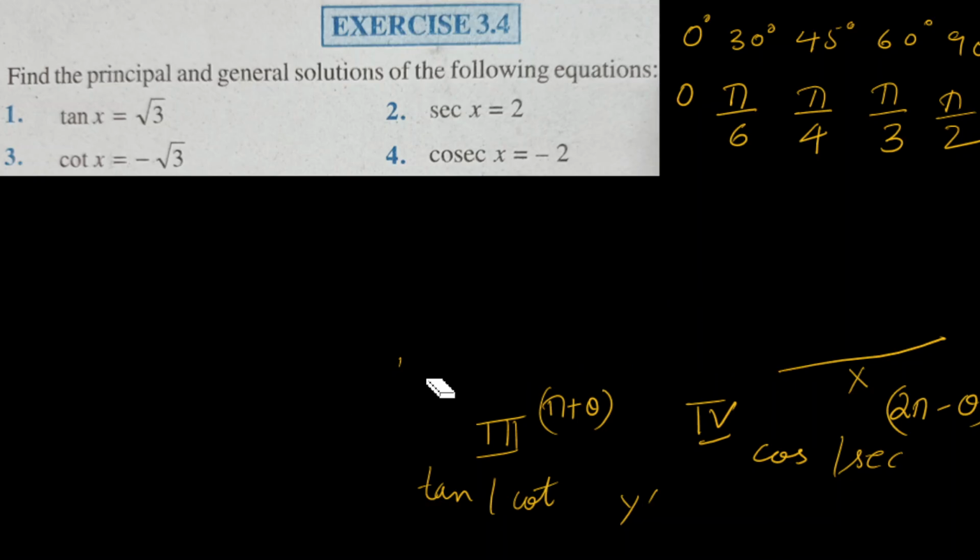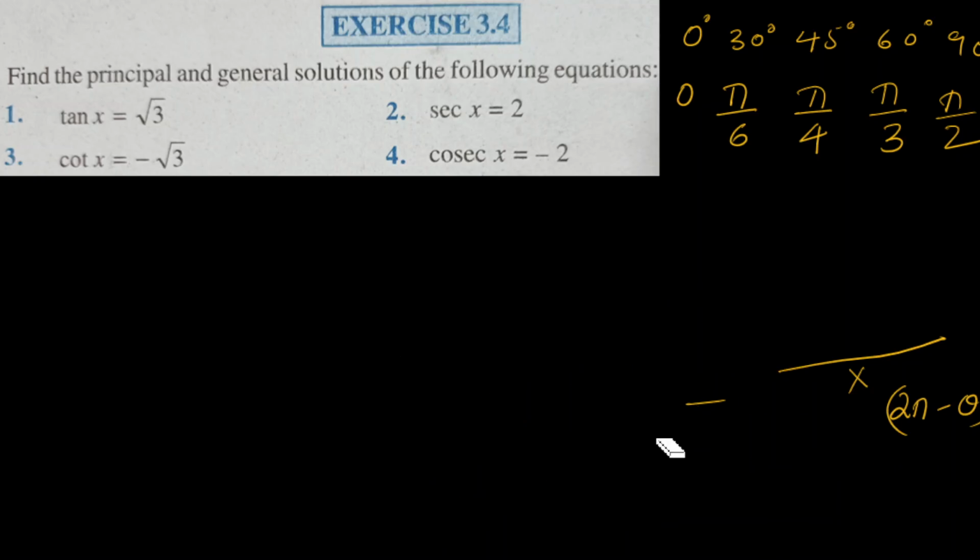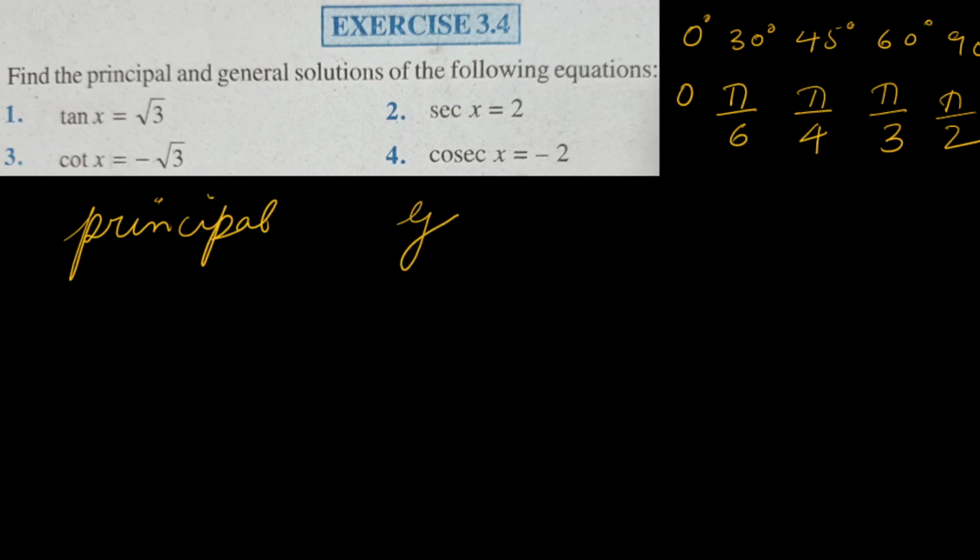In this exercise, we are going to find two types of solutions of trigonometric equations: principal solutions and general solutions. In any equation, if a trigonometric function is there, that means those are trigonometric equations. So we are going to find principal and general solutions. For principal solutions you have to remember it's from 0 to 2 pi. In the general solution, we have n in the solution.